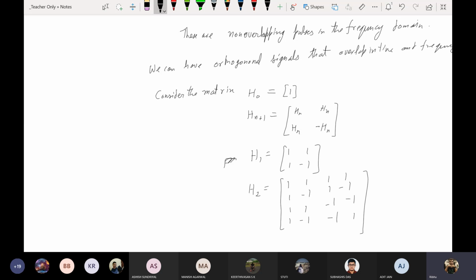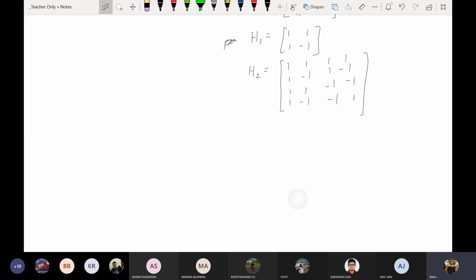You can check the columns are orthogonal, and you can extend this code as far as you want to. And these are called the Walsh-Hadamard matrices.